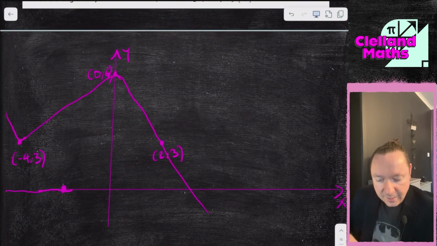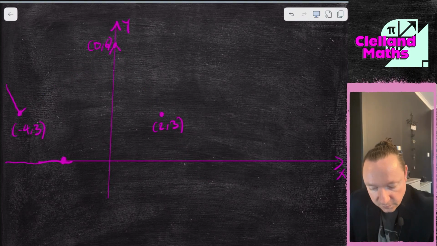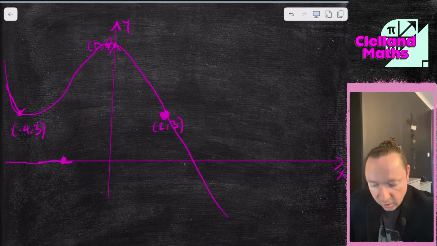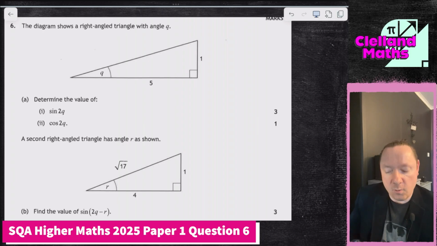Now my curve's a bit messy there, so I'm just going to neaten that up. But other than that, that's it. So just a nice neat curve if you can. And that's a little bit better. But we're done there. SQA Higher Maths 2025, paper 1, question 6.